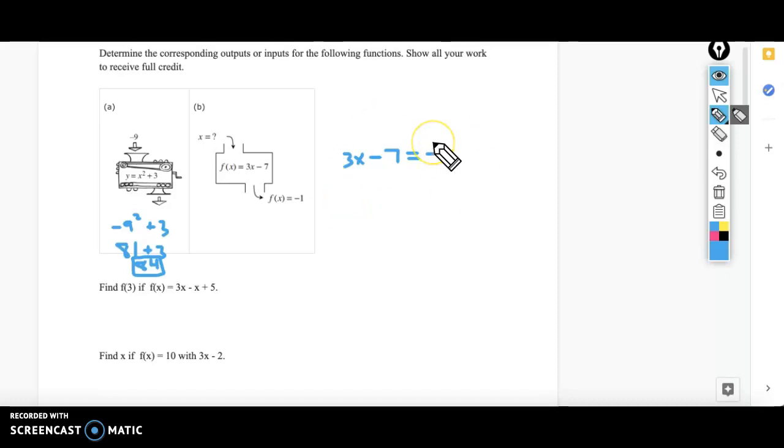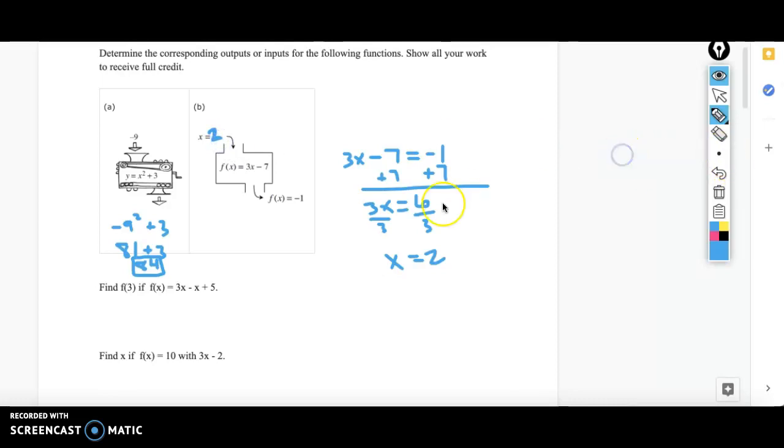So I am going to have a little bit of solving equations, because I can work through this by solving the equation. That means I can add 7 to both sides. When I add 7 to both sides, I end up with 3x over here, and over here I end up with a 6. Then I can divide by 3 and get x equals 2. So the number that goes up here is a 2.